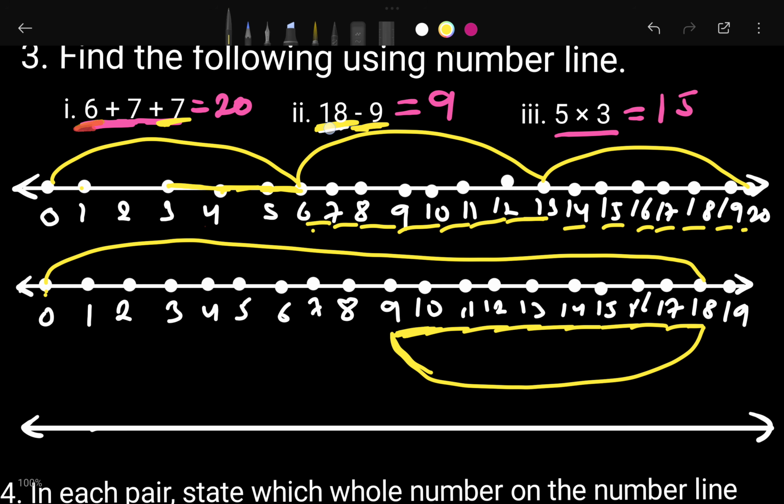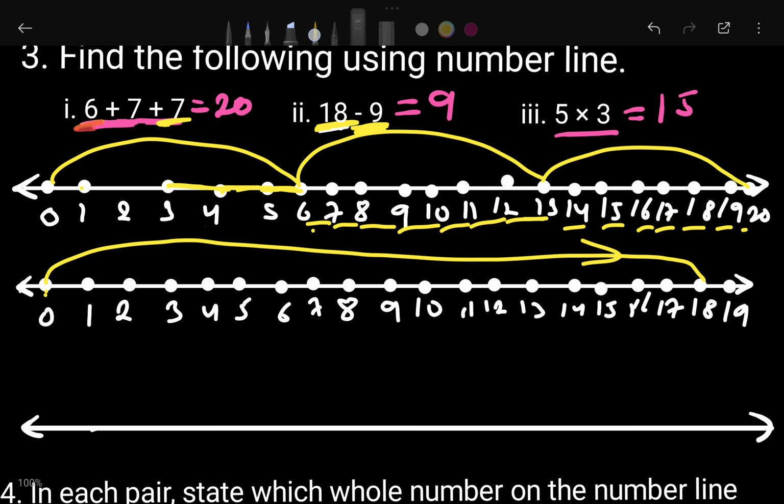So we have to go first to 18. We already went to 18 here, you can see. Okay, now we have to go minus 9. Minus 9 means we don't have to go forward, we have to go backward, because this is a minus 9. So that's why I come back to here. So this is 1, 2, 3, 4, 5, 6, 7, 8, 9. So I already came back to this place. Okay, this is 9. So this is our number representation. I hope you will understand.